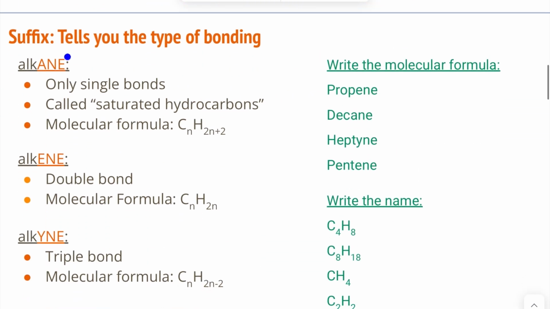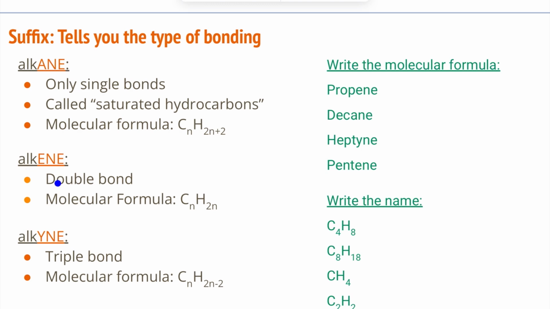Our suffix, what's going to come at the end, is going to tell us the type of bonding. These carbons are connected in a straight chain. They can be connected with all single bonds, and that is called an alkane. Those are called saturated hydrocarbons because they have all those hydrogens surrounding them. If we're looking at a molecular formula, there is a relationship between the number of carbons N and the number of hydrogens, 2N plus 2, and from just that molecular formula, we could tell that it was an alkane.